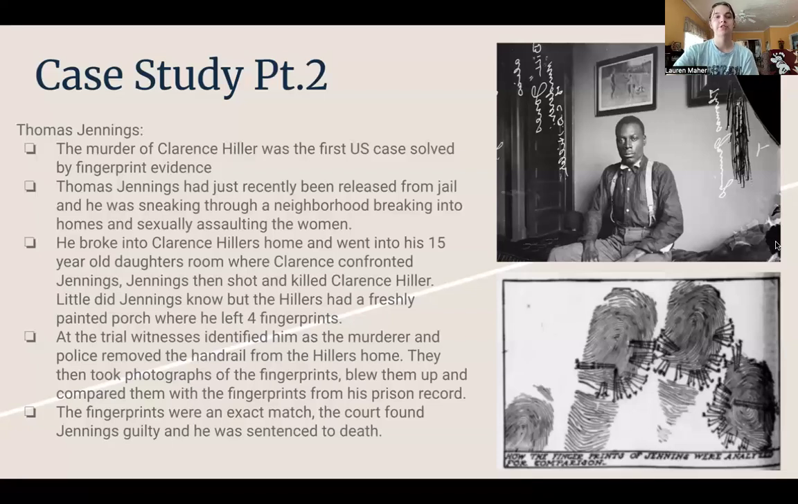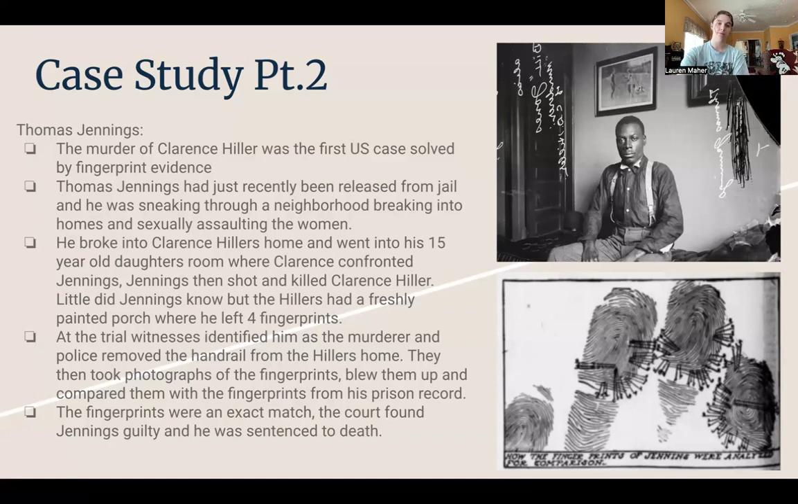In the case of Thomas Jennings, the murder of Clarence Hiller was the first U.S. case solved by fingerprint evidence. Thomas Jennings had just recently been released from jail, and he was sneaking through a neighborhood, breaking into homes and sexually assaulting women. He broke into Clarence Hiller's home and went into his 15-year-old daughter's room where Clarence confronted Jennings. Jennings then shot and killed Clarence Hiller.